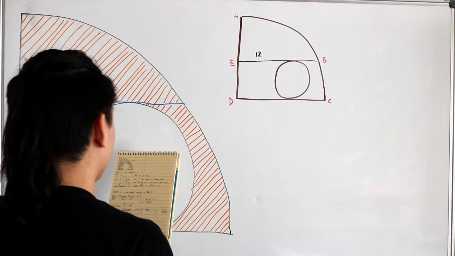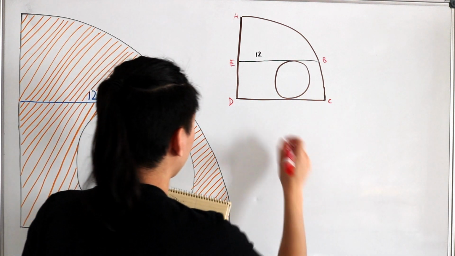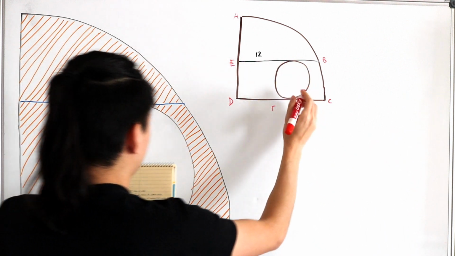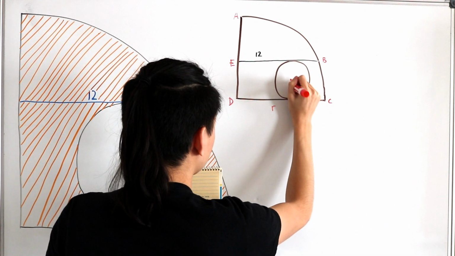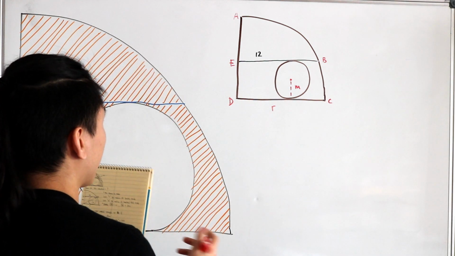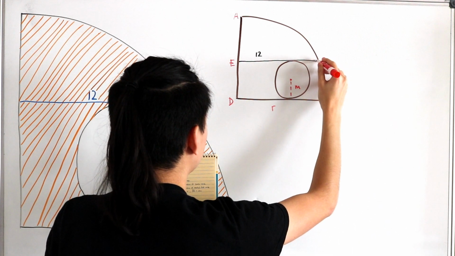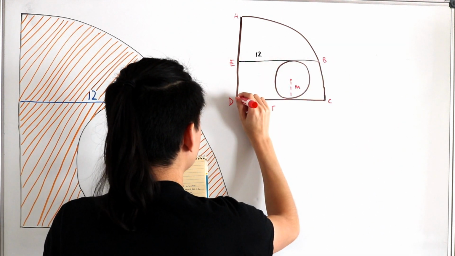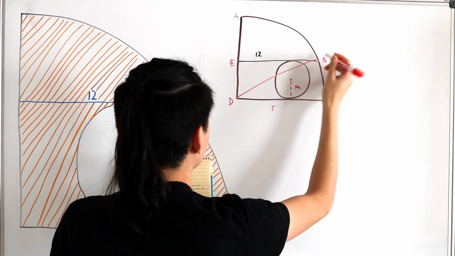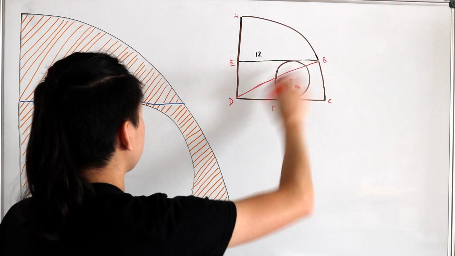Now let's suppose that the radius of our quarter circle, we'll call this R. And then we'll call the radius of the full inscribed circle lowercase m. Now what I can do is construct a triangle over here. I'll draw a line segment between vertices B and D. Okay, so here's the construction of line segment BD.